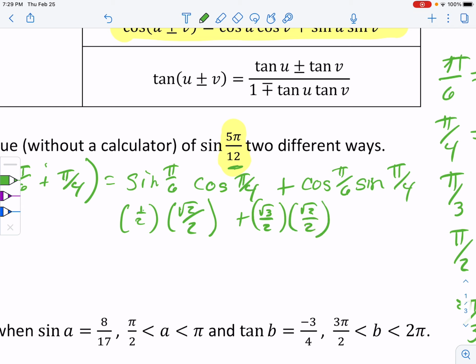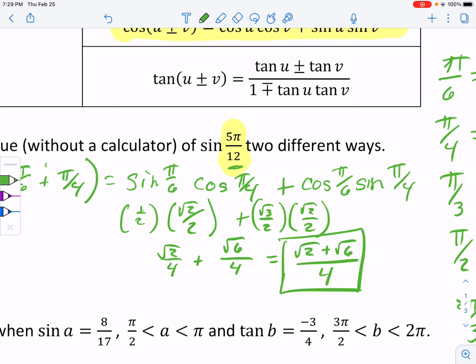When I multiply, you multiply tops, you multiply bottoms, you get root 2 over 4. And this is over 4. Remember, you do multiply root 3 times the root 2. You multiply the stuff underneath and you get root 6. So my answer is root 2 plus root 6 over 4. All right?